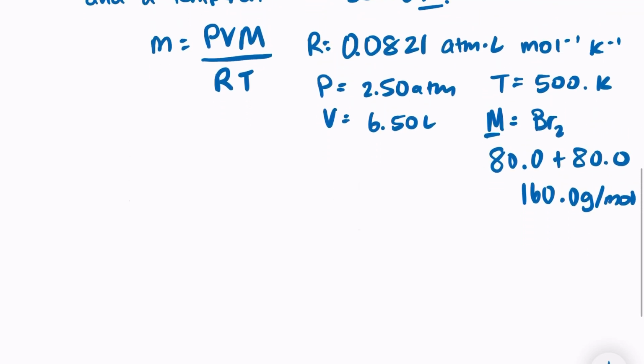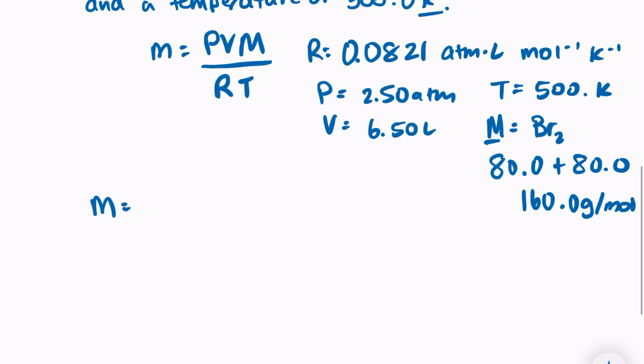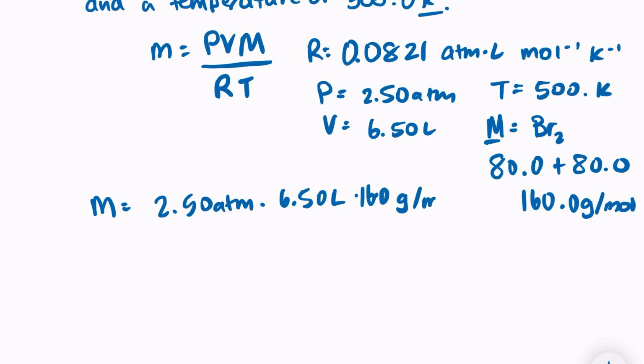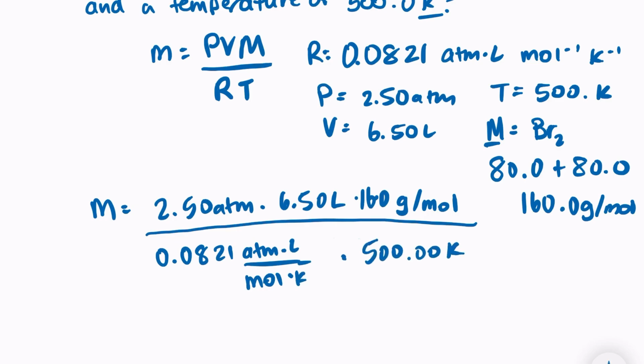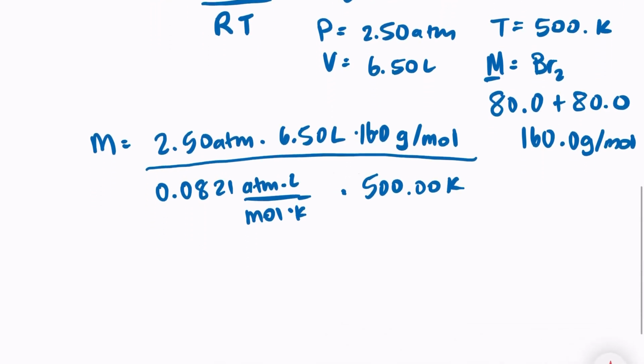So let's plug in everything that we know. m is equal to 2.5 atmospheres times 6.5 liters times 160 grams per mole over R, which is 0.0821 atmospheres times liter per mole per Kelvin, times 500 Kelvin. So before we move on, let's make sure that our units cancel.